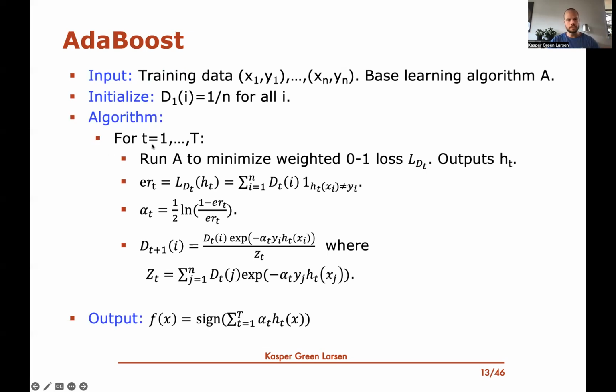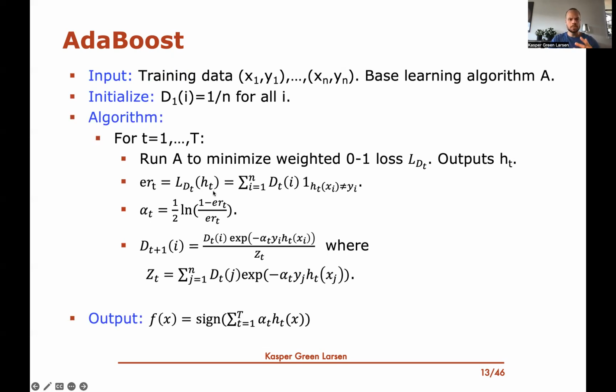And now you're going to loop for t iterations, also as the template before suggested. We're going to run the learning algorithm A to minimize the weighted 0-1 loss using the probability distribution for the tth iteration, right? So in the first iteration, we're going to use the uniform distribution. This, of course, outputs some hypothesis that we call h_t.